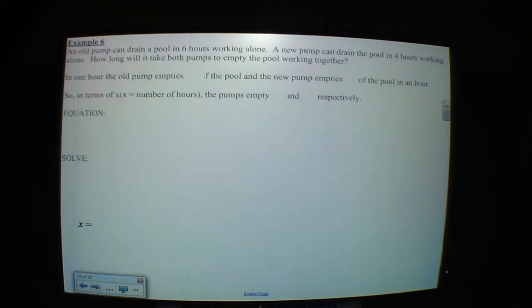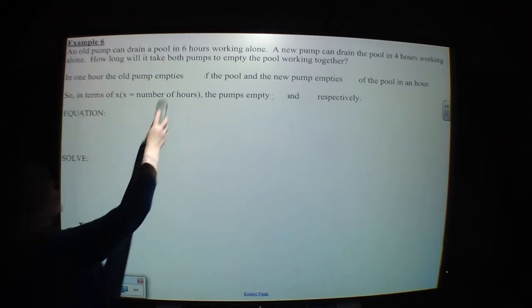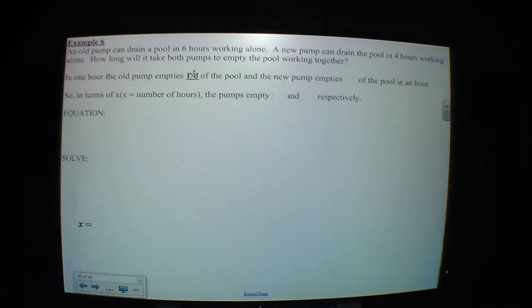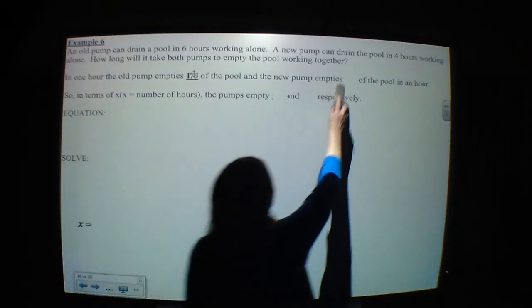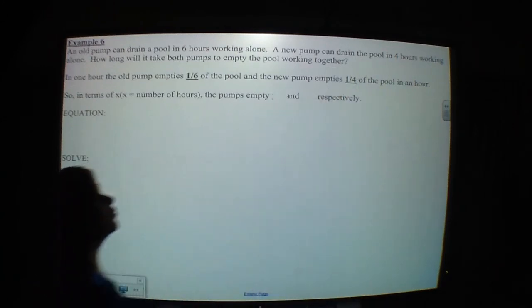And the last example that I want to do, an old pump can drain a pool in 6 hours working alone. A new pump can drain a pool in 4 hours working alone. How long will it take both pumps to empty the pool working together? So in 1 hour, the old pump empties 1/6 of the pool. The new pump would empty 1/4 of the pool in an hour.